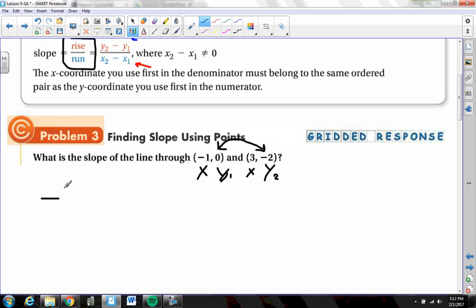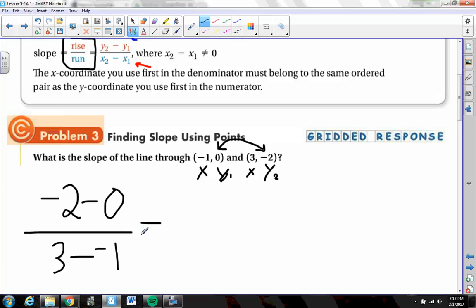So in this case, that would be -2 take away 0, would be my y coordinates subtracted. -2 take away 0 over my two x coordinates subtracted. And I have to make sure that because I use the -2 first, I use the 3 first that's right next to my -2 when I subtract my x's. 3 minus -1, okay? -2 minus 0, 3 minus -1.